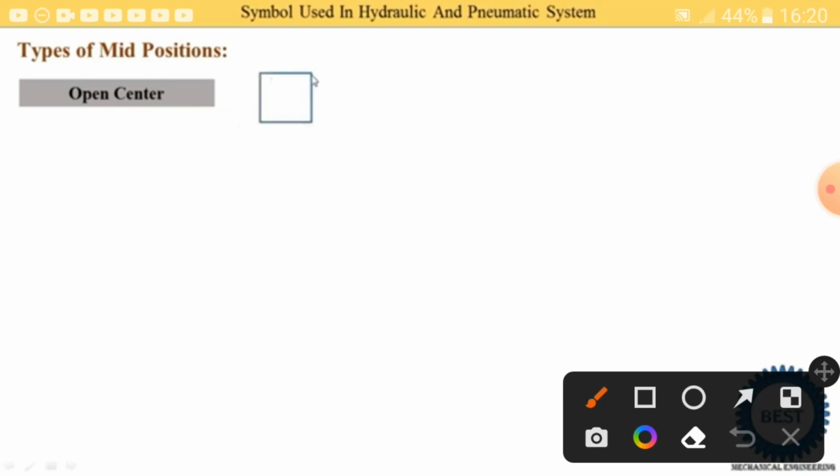So first we draw the square by default. Open center means all the 4 ports are connected with each other. It is called the open position. So here the P port, T port, A port and B port are connected with each other by using this horizontal pipe. When we use 3 positions, the first and third positions are already explained. Now we only focus on the mid position.